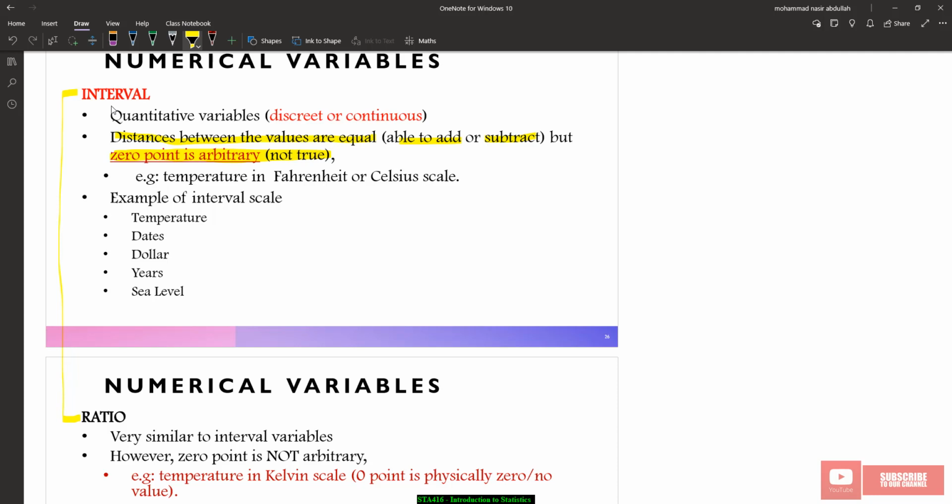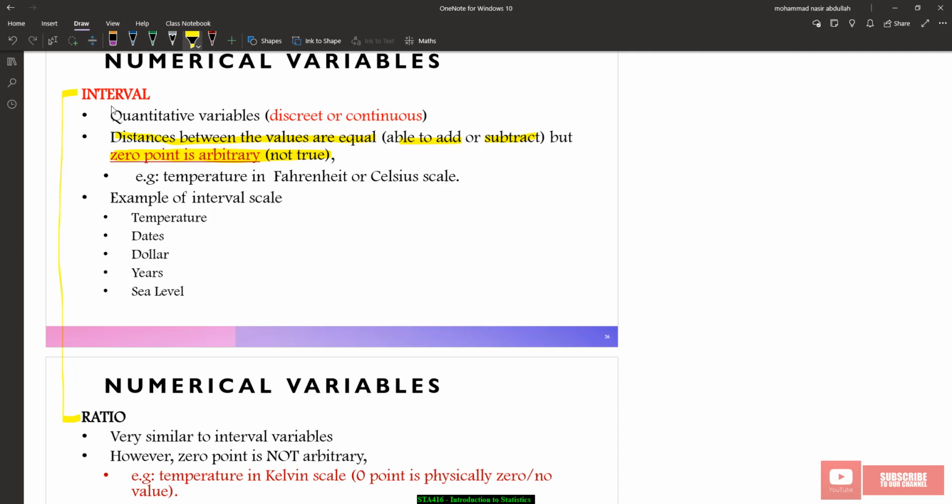Maksudnya 0 tu bukan maksudnya tak ada temperature. Doesn't mean it's no temperature. It means the freezing point. So that 0 means something else. It's not empty like having no money. Let's say you have no money, zero ringgit in your pocket, means that you have no money, right? So 0 Celsius does not mean there is no temperature. The temperature is there, but it means the freezing point. Right? So at this part 0 is not the true zero.